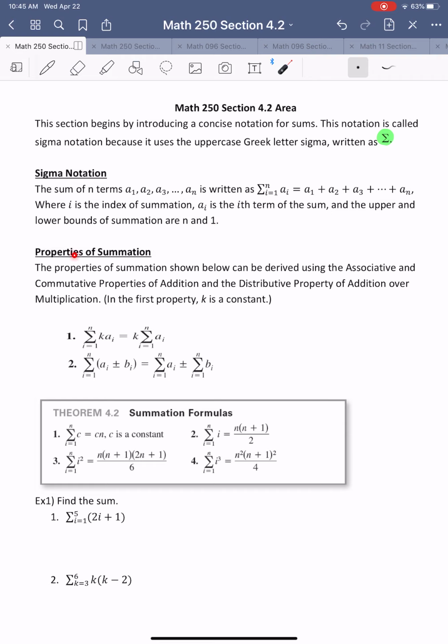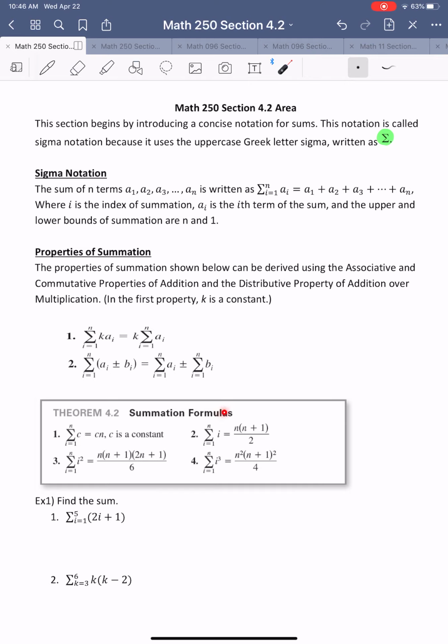The properties of summation shown below can be derived using the associative and commutative properties of addition and the distributive property of multiplication over addition. In the first property, k is a constant, so you can pull it out and just leave the sequence to add up. Addition and subtraction work for that case too.